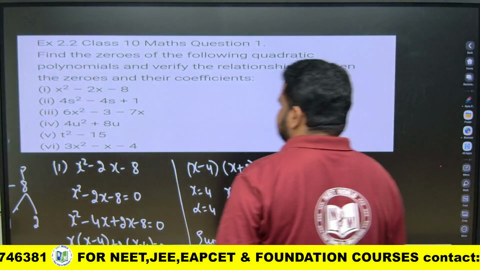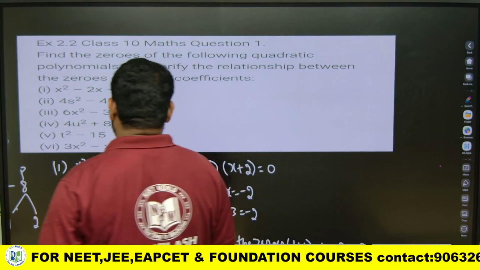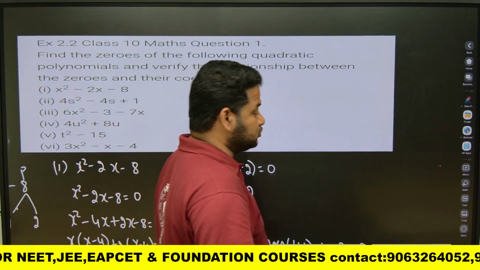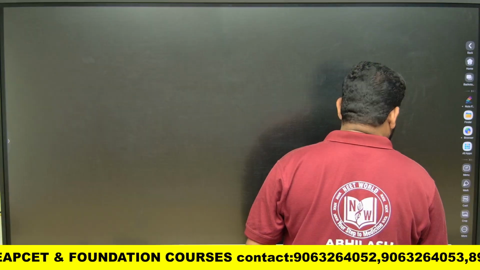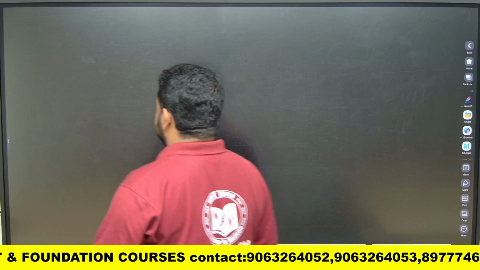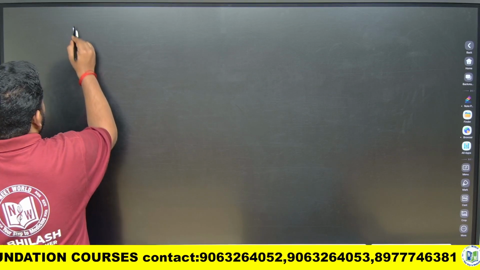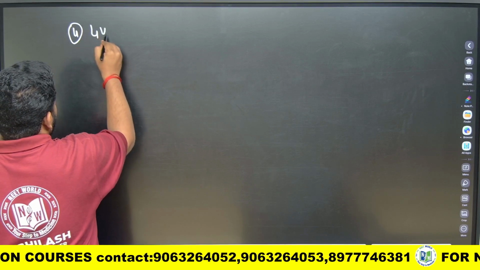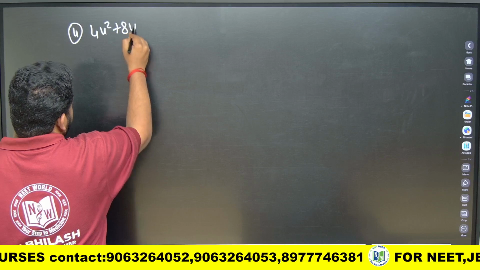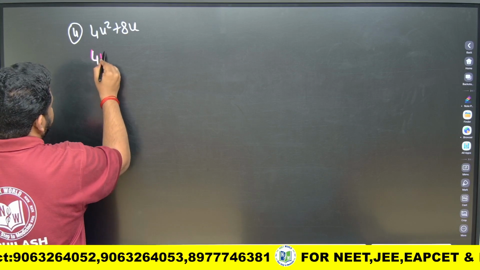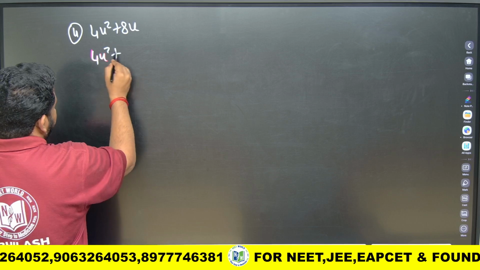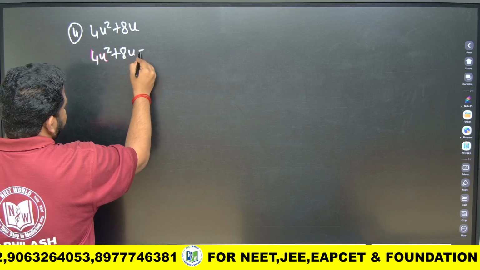See, 4u square plus 8u. Looking at this question, you may get confused about how to solve it. The equation is not complete, you may think. But let us see what they have given. This is the fourth question, right? 4u square plus 8u. You have to find the zeros. Now let me equate it to 0. It is 4u square plus 8u is equal to 0.